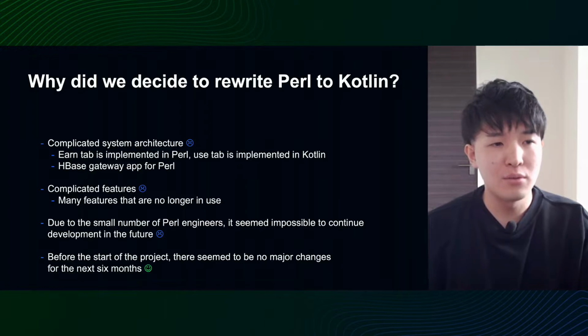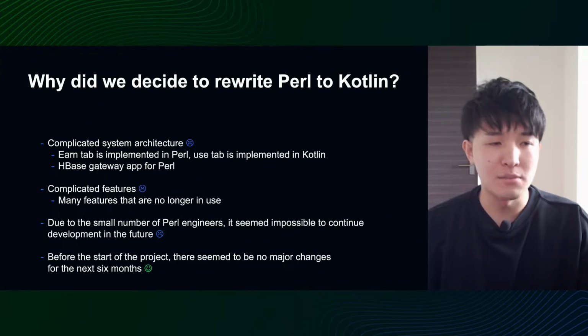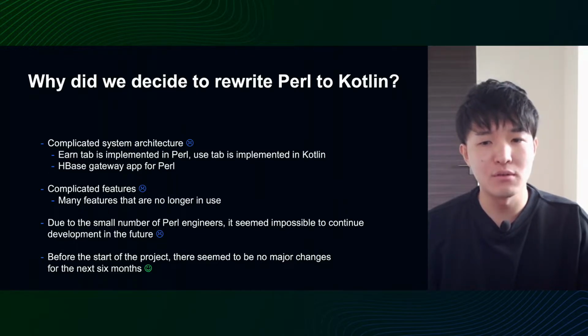First of all, the configuration of the system was becoming more and more complex. As we talked about when we showed the overview of the Perl system, it was implemented in different languages for Earn and Use tabs, and Perl needed to manage the gateway application to use HBase. Secondly, over the past 8 years, various functions have been added, changed or removed, and the functions themselves had become increasingly complex. There were also many features that were already unused.